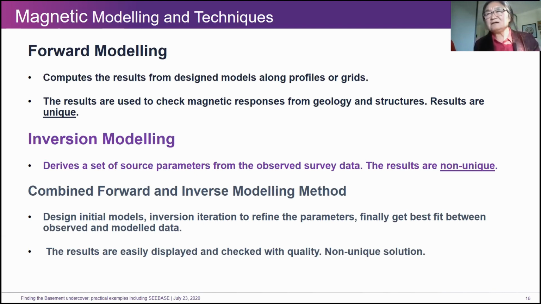The results are non-unique. And the combined forward and inversion modeling method is the one we have largely used for our SEEBASE projects. We firstly design initial models, then use inversion iteration to refine the parameters, finally getting the best fit between the observed and the model data. The results are very easy to display and check for quality. And the same, this one is a non-unique solution.